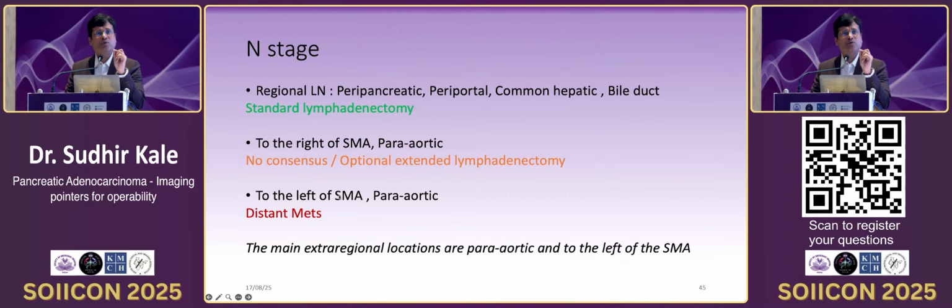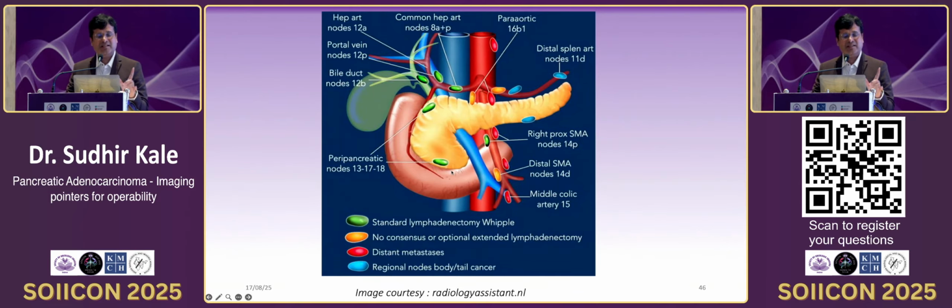If the nodes are to the left of SMA or para-aortic, they are considered to be distant metastasis. Just like this in this schematic diagram, you can see that the nodes which are on the left of SMA here, or the para-aortic nodes, are considered to be distant metastasis. Rest all the green ones are fine for the surgeon, they just undergo a standard lymphadenectomy.